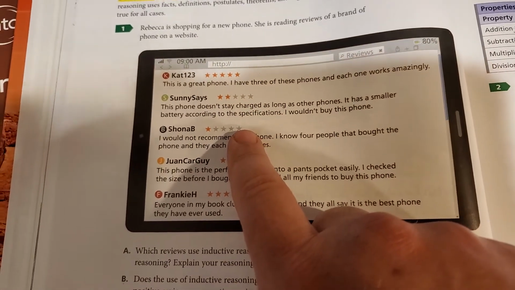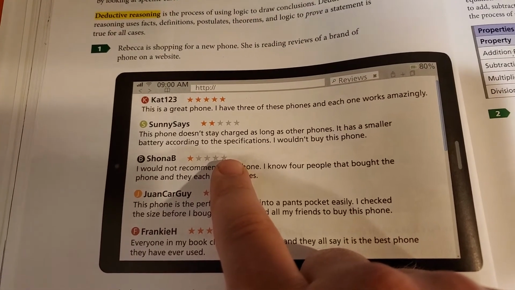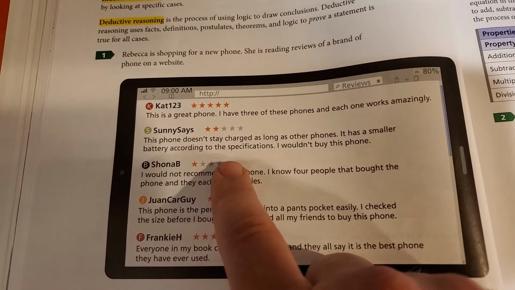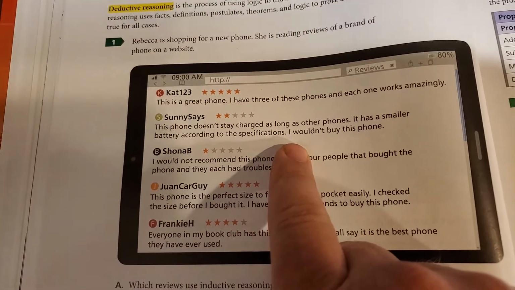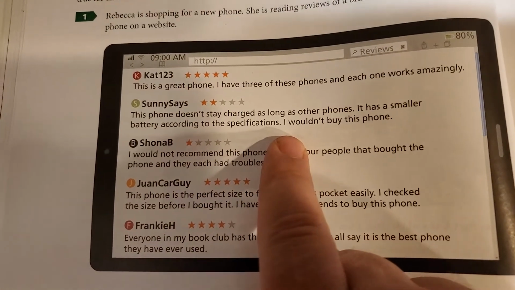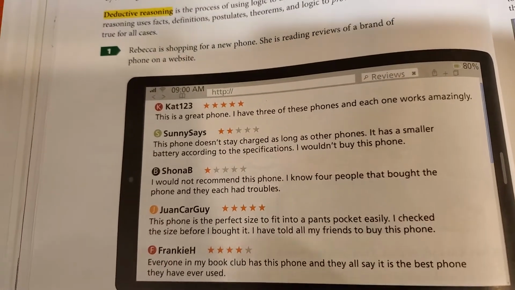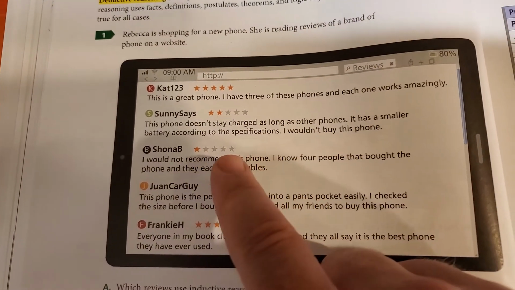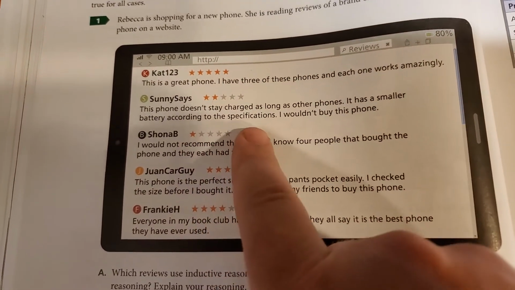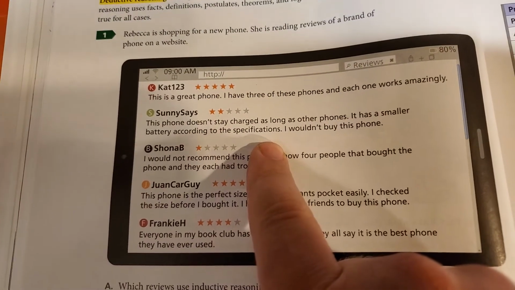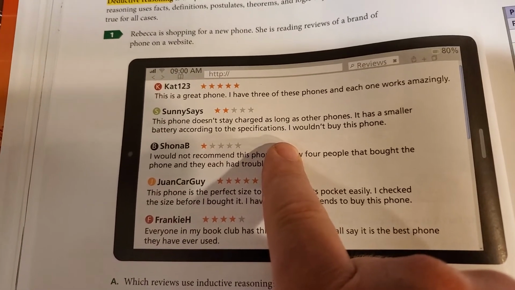The next one: this phone doesn't stay charged as long as other phones. It has a smaller battery according to the specifications. I wouldn't buy this phone. This is an example I would consider deductive reasoning, because remember that deductive reasoning is where you reach a conclusion based on facts. And it even mentions here, it has a smaller battery according to the specifications. So they've already looked at the facts and they know this phone doesn't stay charged long because of it.